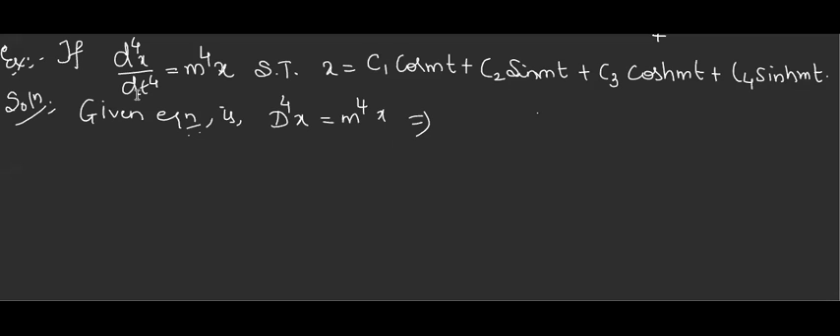Here the differential equation is given as d raised to 4 x upon dt raised to 4. So your answer expected is x as a function of t. Here they have asked us to show this result. Write the given equation in the form where we have used a capital D.